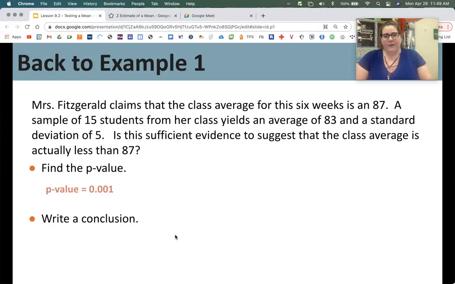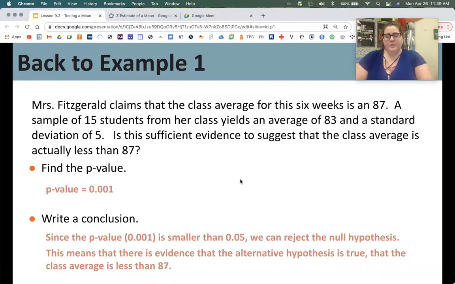Anything less than alpha. This problem did not give us alpha. So if they don't give you alpha or level of significance, we use 0.05. And 0.001 is definitely less than 0.05. So since our p-value, our probability, is smaller than 0.05, we can reject the null hypothesis. And if we're rejecting the null hypothesis, that means we do have evidence that the alternate is true.